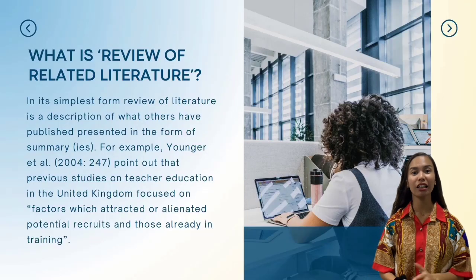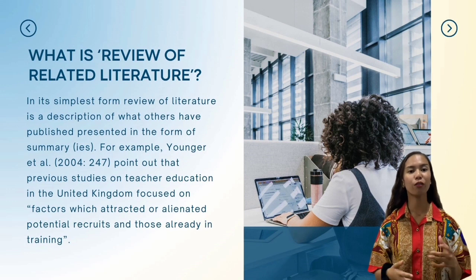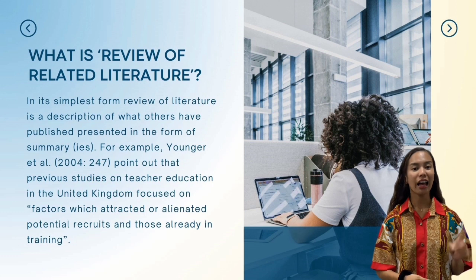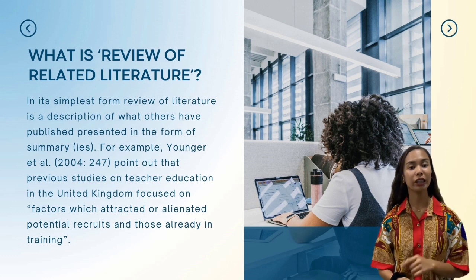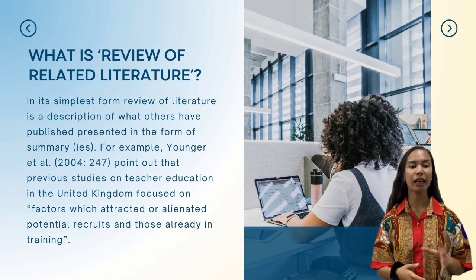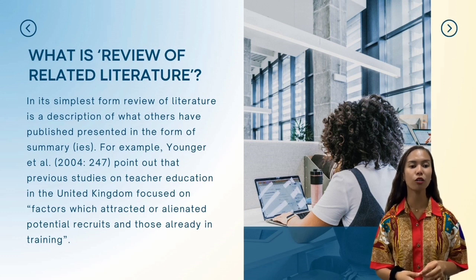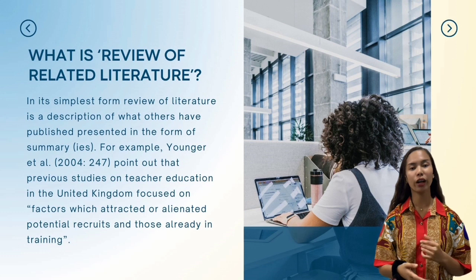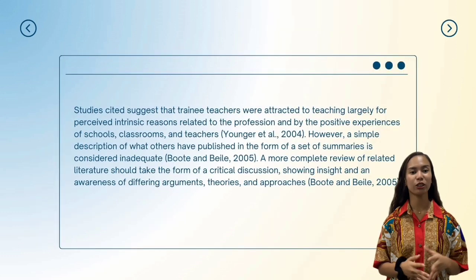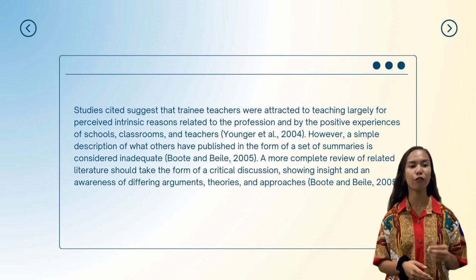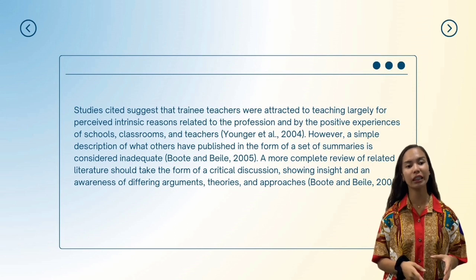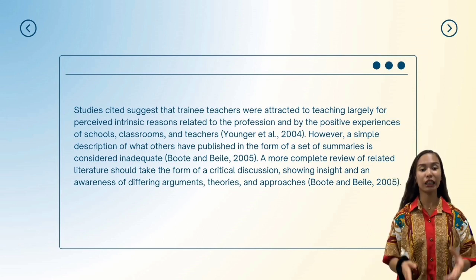What is review of related literature? In its simplest form, review of literature is a description of what others have published, presented in the form of summaries. For example, Younger et al. 2004, 247 point out that previous studies on teacher education in the United Kingdom focused on factors which attracted or alienated potential recruits and those already in training. Studies cited suggest that trainee teachers were attracted to teaching largely for perceived intrinsic reasons related to the profession and by positive experiences of schools, classrooms, and teachers.